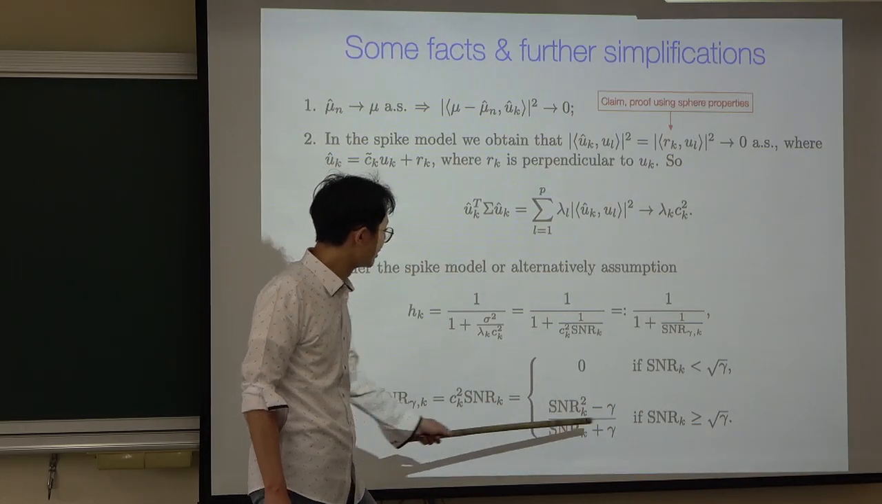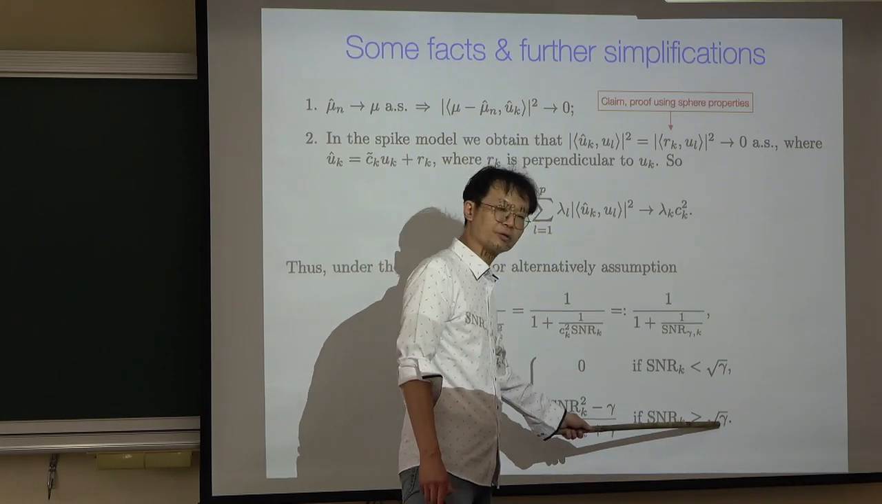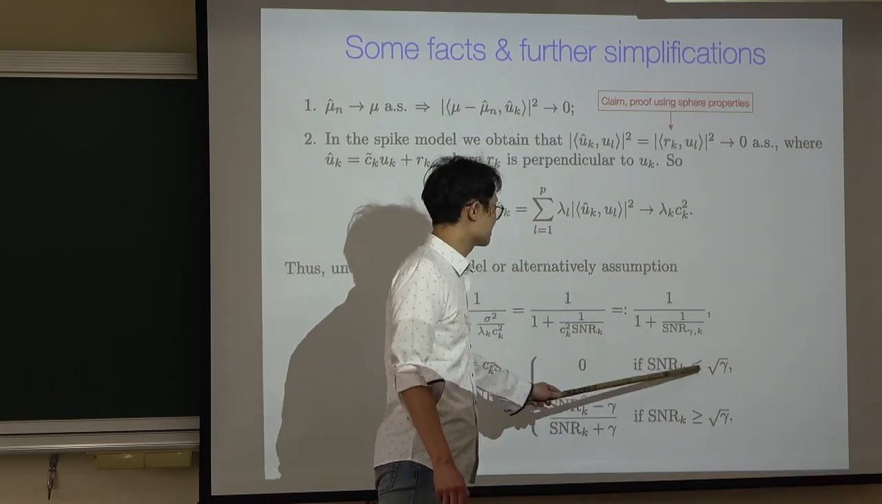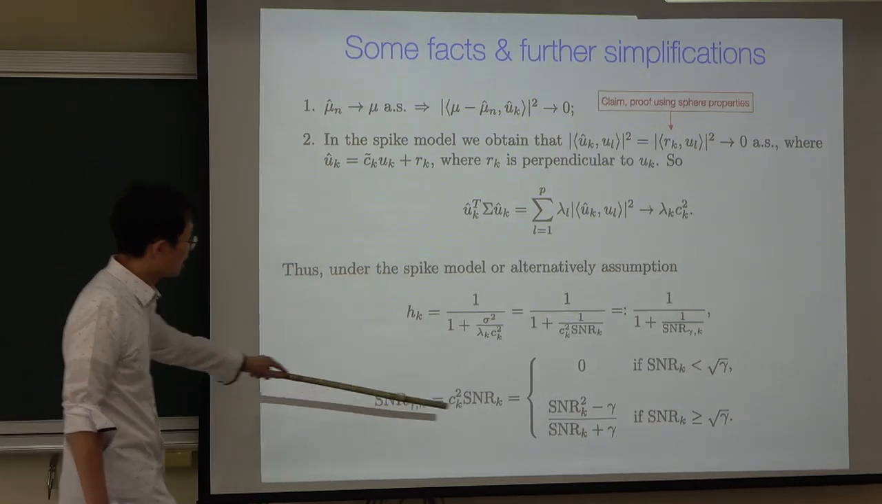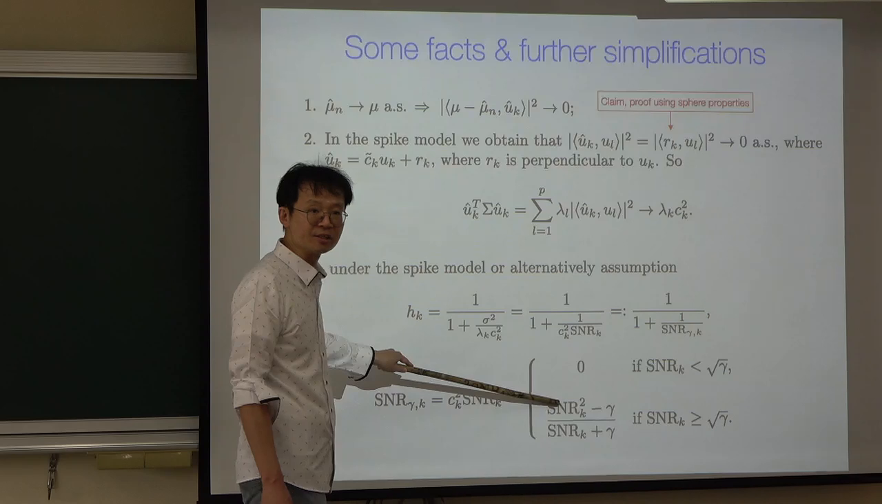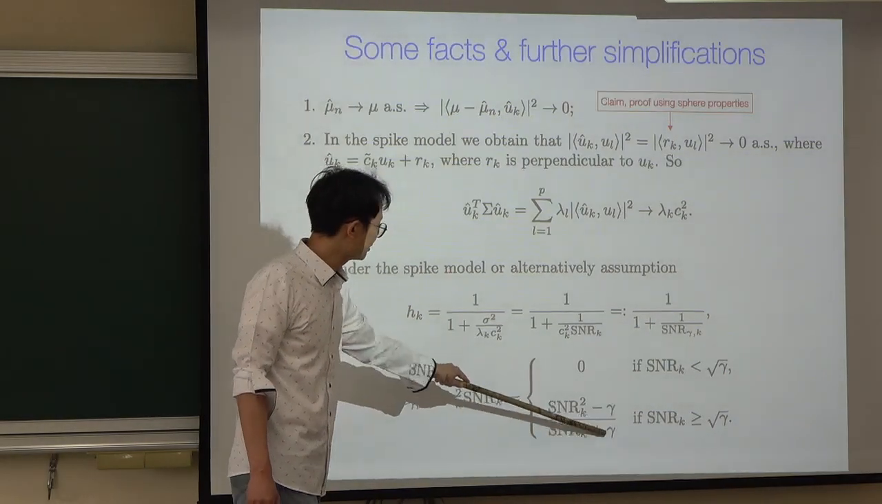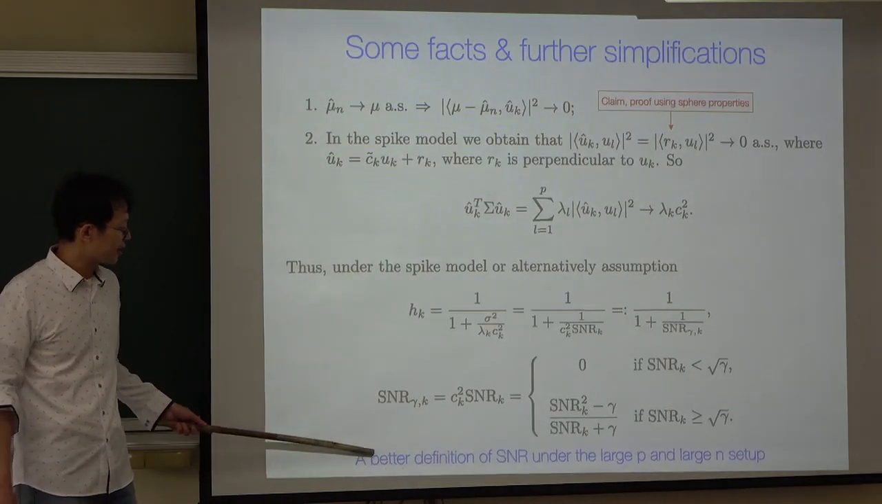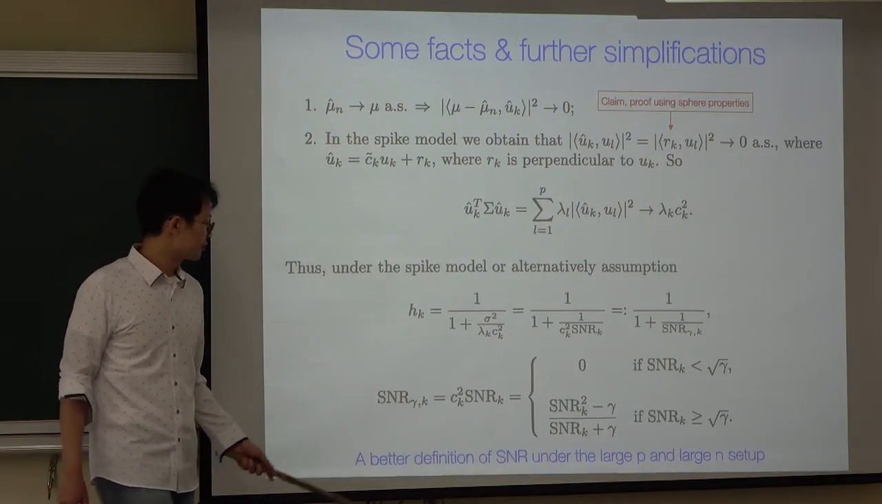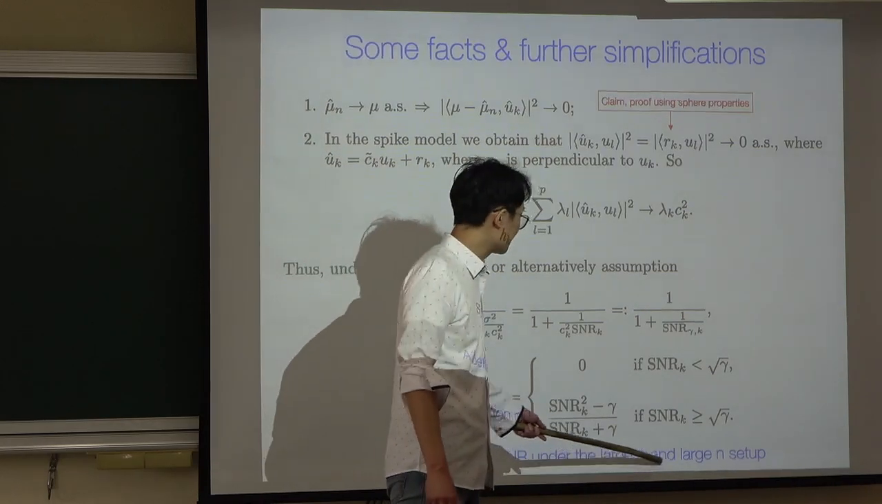And this is when SNR_k is greater than or equal to square root of gamma, or 0 if it is less than square root of gamma. And if you look at this guy, this is actually a new SNR that is modified by gamma. That is why we put gamma here. And this is actually a better definition of signal to noise ratio under the large p and large n standard.